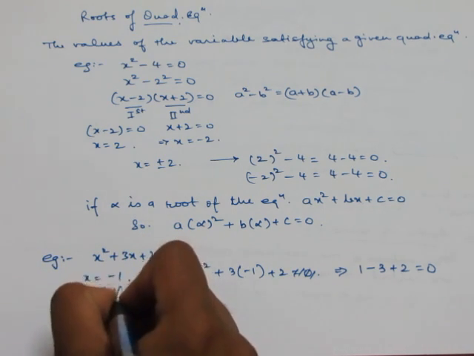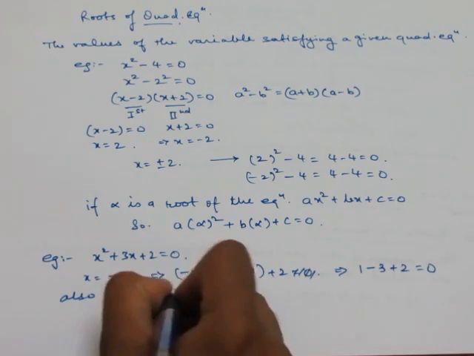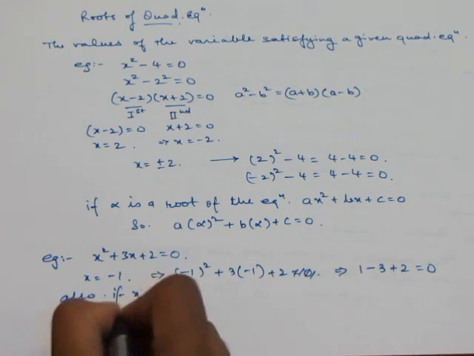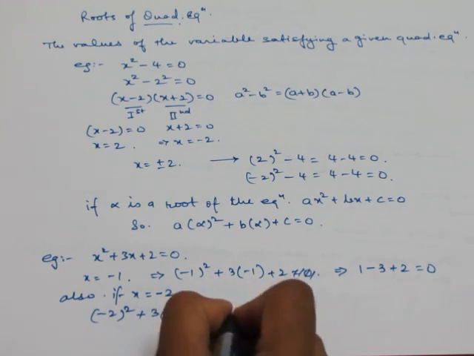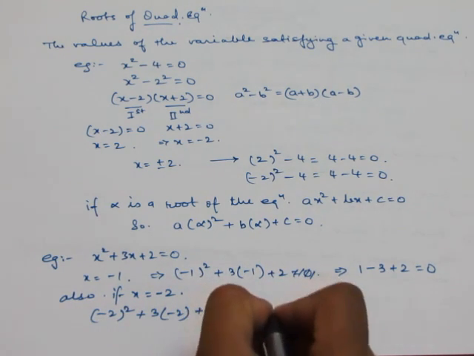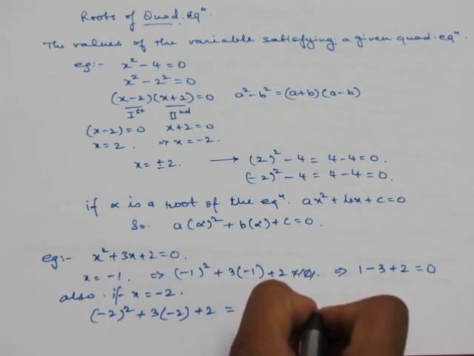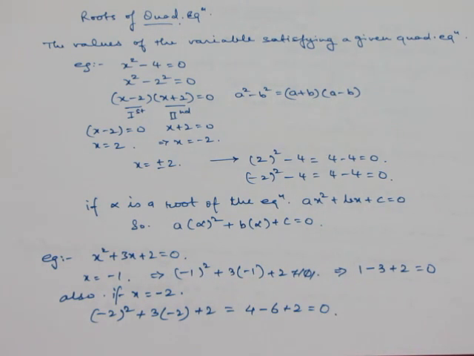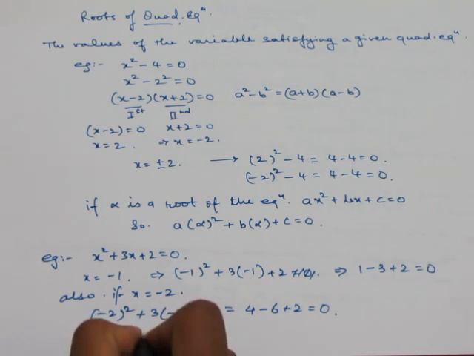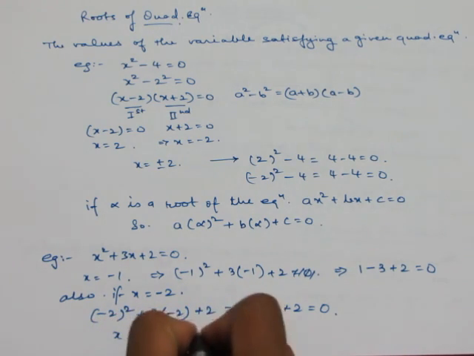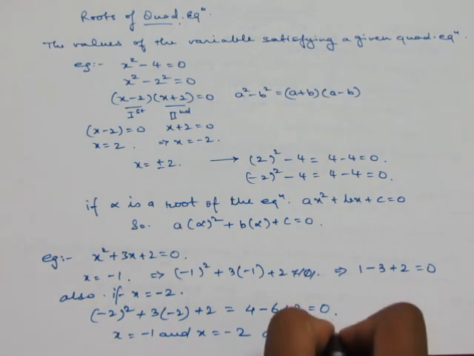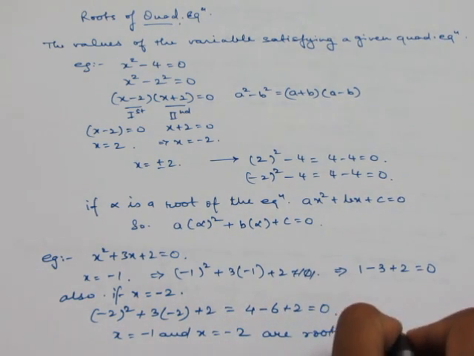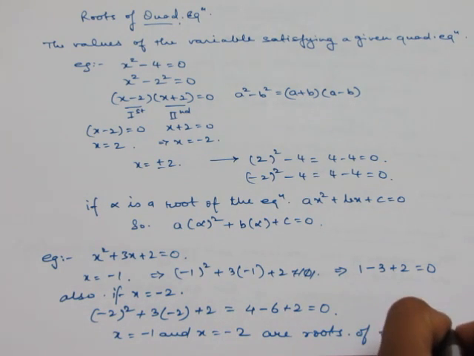Also, if x is equals to minus 2, so minus 2 square plus 3 into minus 2 plus 2, what I get? 4 minus 6 plus 2, again 0. So I can say x equals to minus 1 and x equals to minus 2 are roots of this quadratic equation.